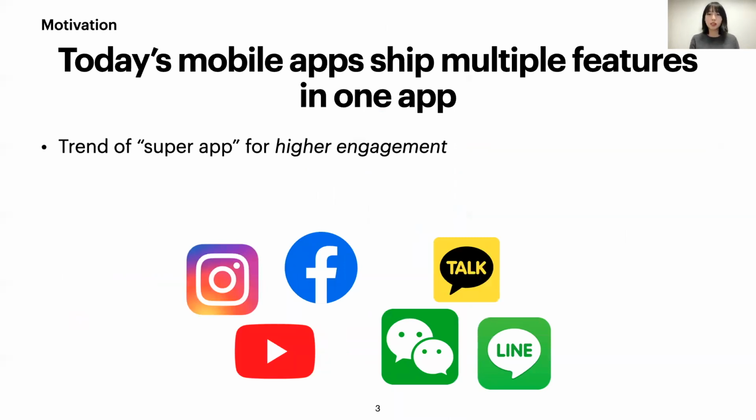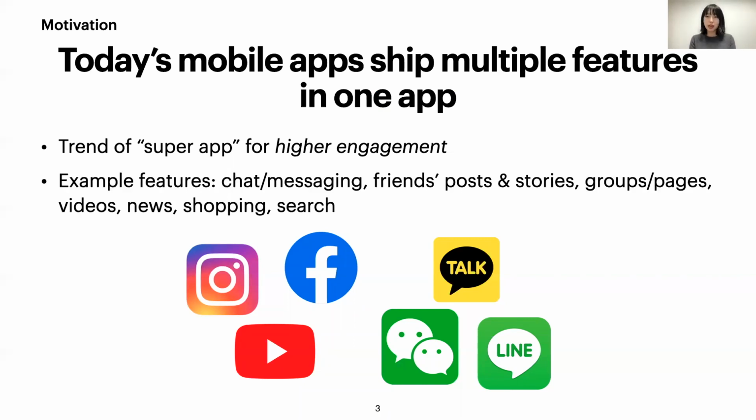Our work investigating feature level usage was motivated by this trend of super apps. These super apps take a strategy to ship multiple features in a single app instead of separating those into multiple apps for higher engagement. Some examples of these features are chat or messaging, browsing through friends' posts, stories, groups, pages, videos, news, shopping, and search, all in the same app.